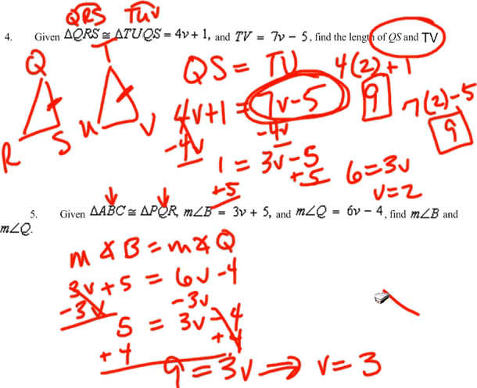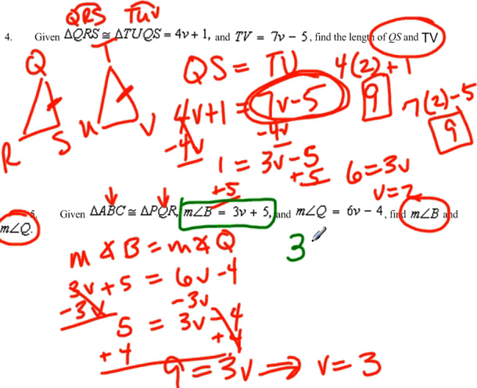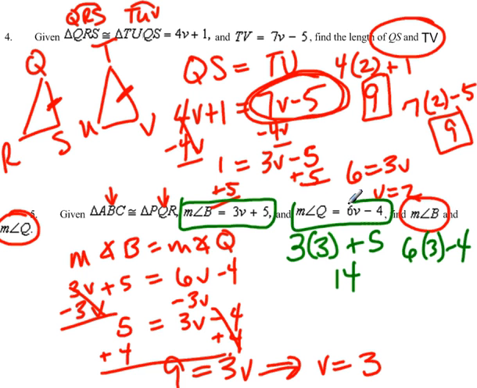It's not what it's asking, though. It's asking for the value of angle B and angle Q. Well, if they're the same, I'm going to plug it into 1. Here we have angle B is 3v plus 5. We found v to be 3, so we have 9 plus 5 is 14. To check, 6 times 3, because Q is 6v minus 4, so 6 times 3 minus 4 gives us 18 minus 4, which is also 14. So we are equal, so that checks out. I know we've done it right.